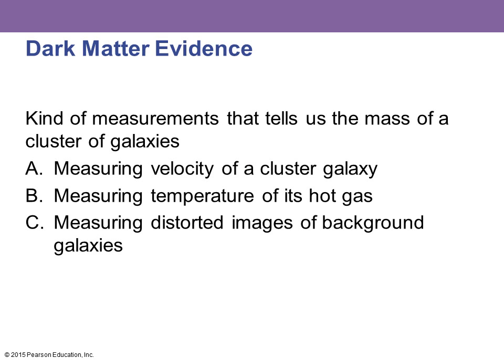So, these are the different kinds of dark matter evidence. Measuring the velocity of a cluster galaxy, measuring the temperature of the gas, and measuring these distorted images due to gravitational lensing of background galaxies.